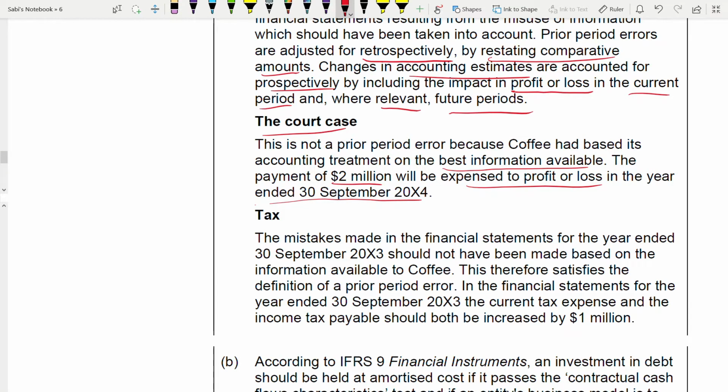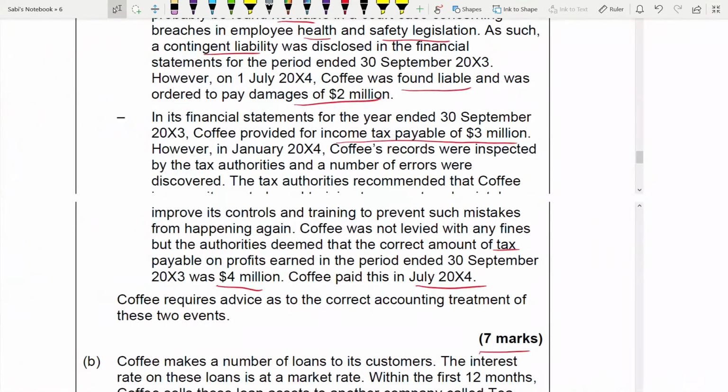Because it's an accounting estimate. It's just a change in your accounting estimate. It's not an error. It's a change in accounting estimate, this court case. That's why you are expensing it currently in the profit and loss. You don't have to change it retrospectively. You have to change it prospectively, as with estimates. That will change the current and the future periods. Right? So no need to correct the contingent liability that you have disclosed earlier. Just recognize 2 million as an expense, the 2 million that you have to pay for the damages.